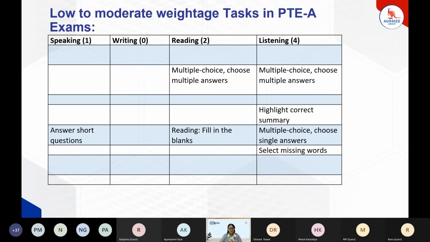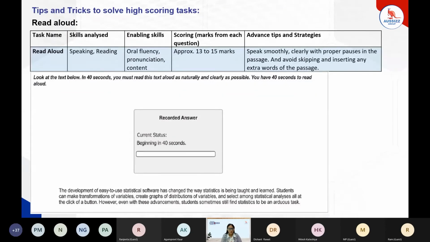All right. The first one is Read Aloud. You can see the minor details, the communicative skills, and the enabling skills. For example, a passage is given. What do I have to do in this task? I have to speak that particular passage, what has been written. No brainstorming is required. I just have to read what has been written.